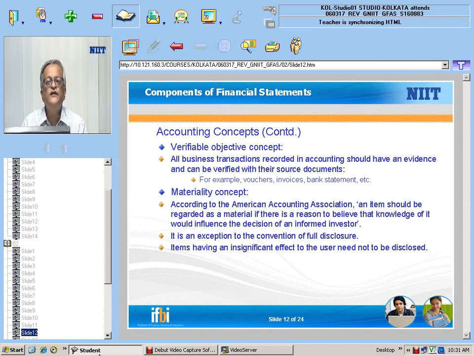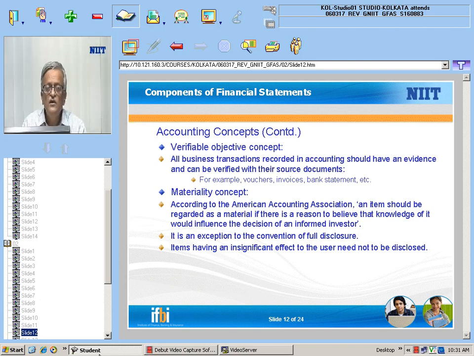Next is the verifiable objective concept. All business transactions recorded in the accounting should have evidence that can be verified with their source documents, for example voucher, invoice, bank statement, etc. That means when you are recording any business transaction in the books of accounts, there must be some evidence on the basis of which you are doing the transaction.